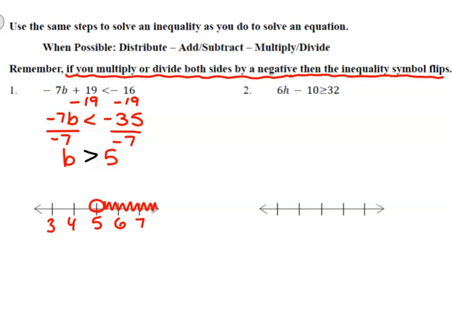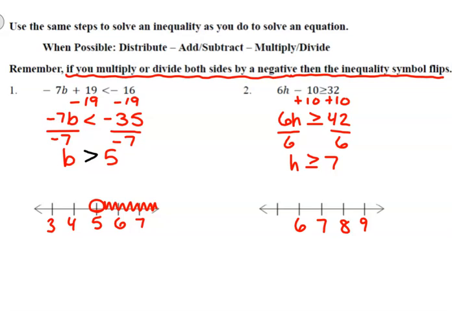If I take the same steps over to number 2, again, no parentheses. I see a minus 10, so I'm going to do the opposite and go plus 10. 6h greater than or equal to 42. Divide both sides by 6. This time I divided by a positive number, so my symbol stays, and I get 7. So again, I put it in the middle. This is a closed circle and shade to the right.